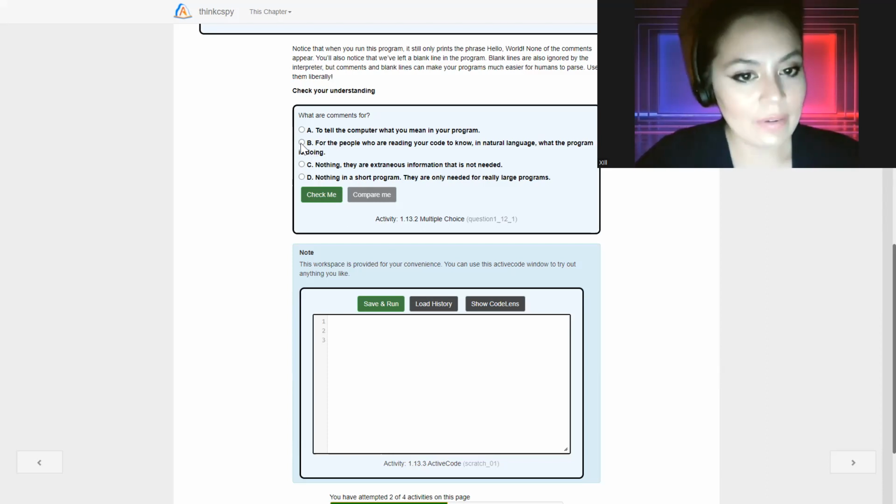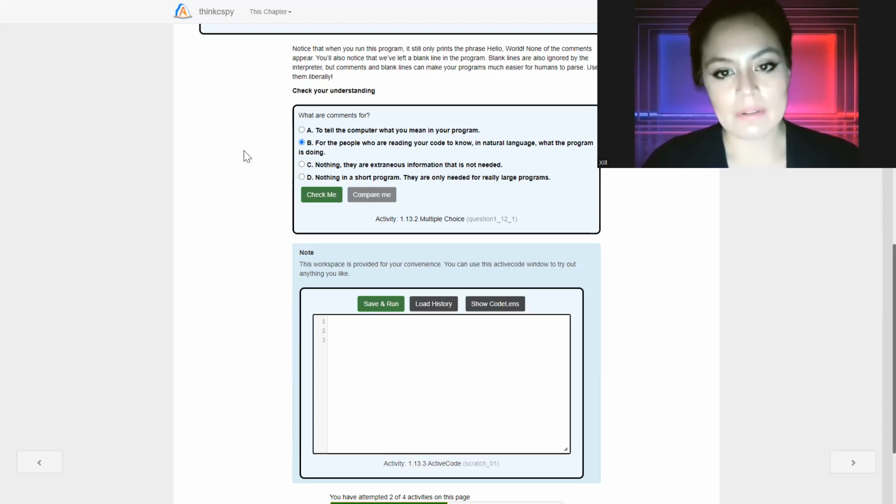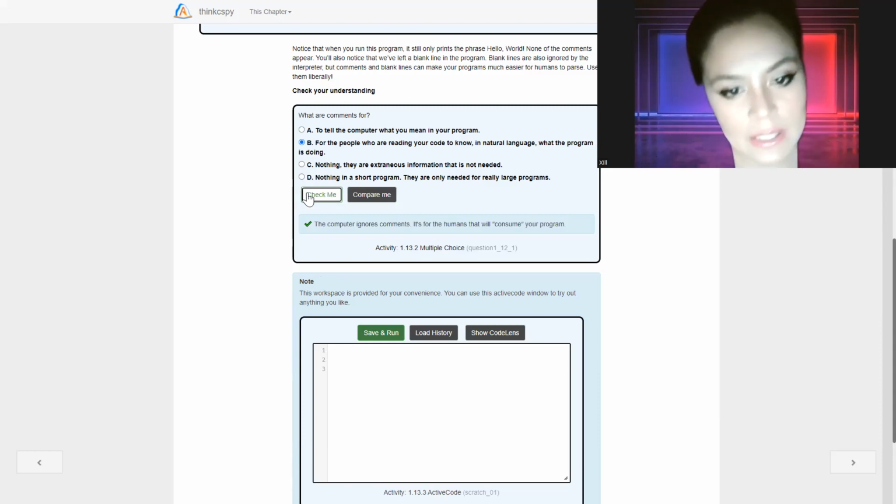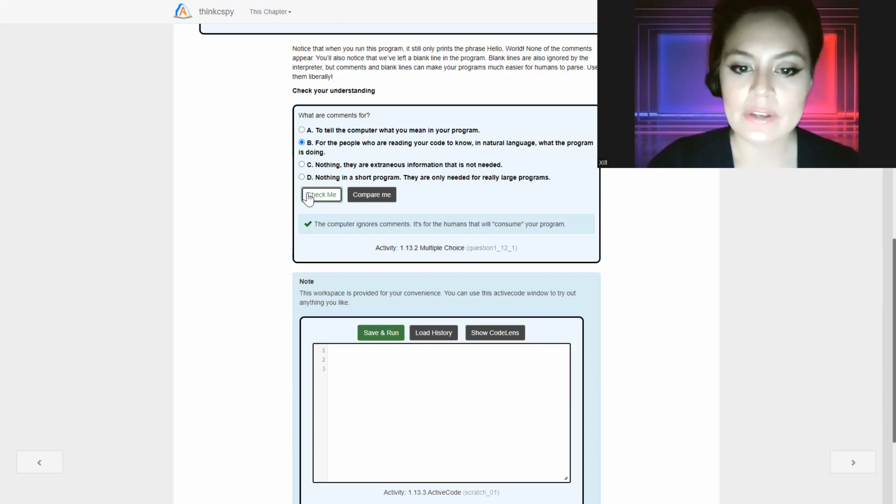So the comments would be for the benefit of option B, people who are reading your code to know in natural language what the program is doing. Yeah, to just give other human beings who would be reviewing the source code some sense of familiarity. Let's see what it says here. The computer ignores comments. It's for the humans that will consume your program.